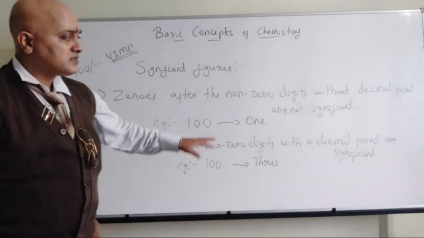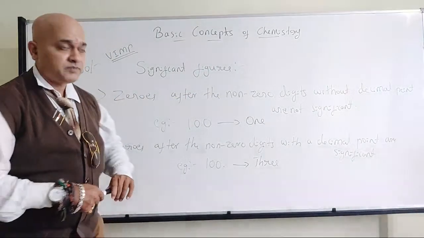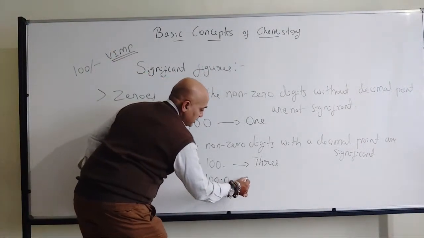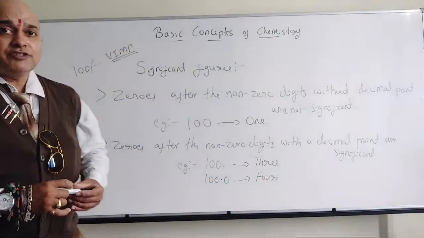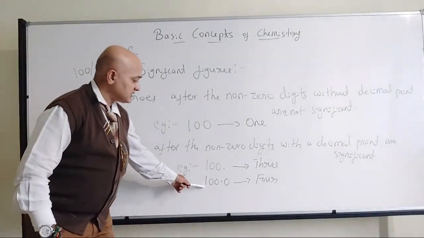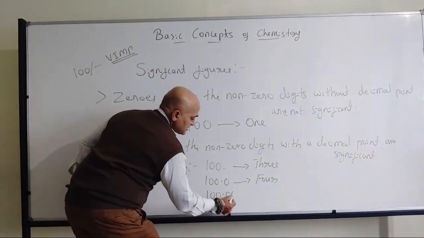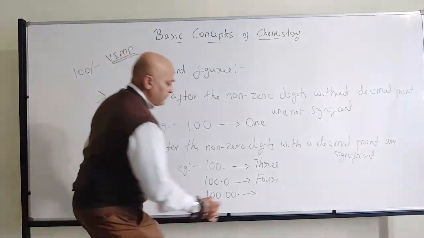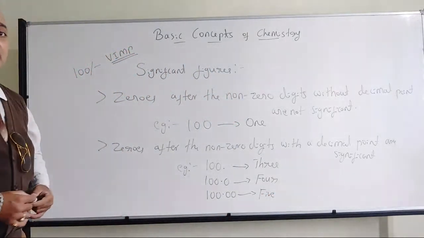Zeros after the non-zero digits with a decimal point, all of them are significant. Say for example, if I mention 100.0, it will have 4 significant figures. If I am writing this one as 100.00, it will have 5 significant figures.